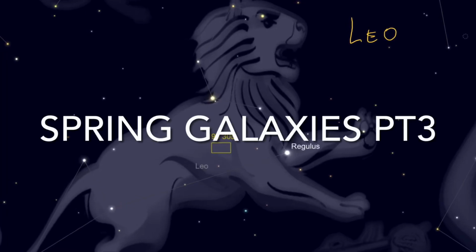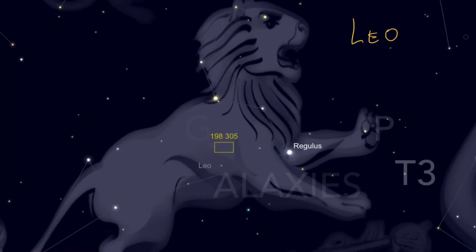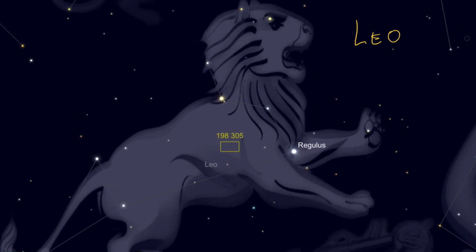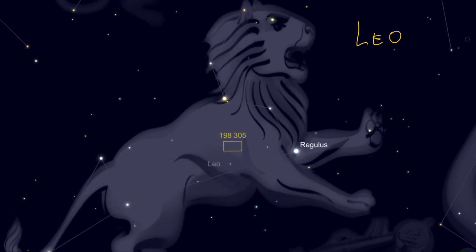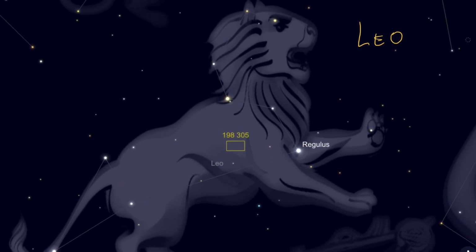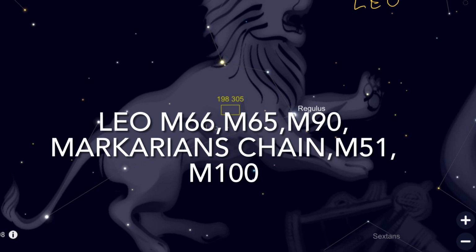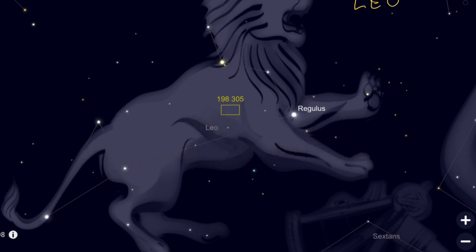Okay, welcome back to Spring Galaxies Part 3. Was going to start out in the constellation Leo and move on to some other constellations. Some of the objects that we'll be covering tonight are M65, M66, Markarian's Chain, M90, M51, M100. There also may be some star clusters added to the collection as well.